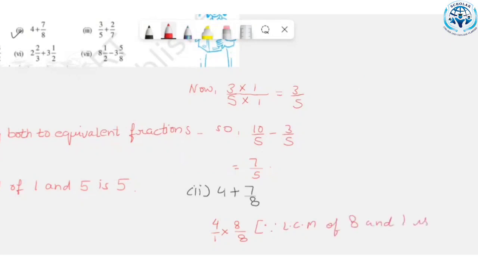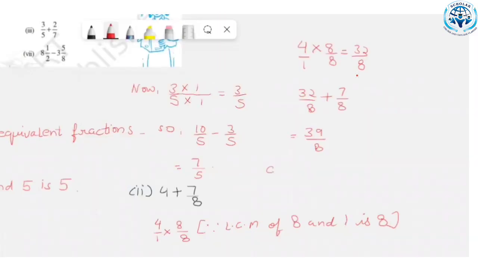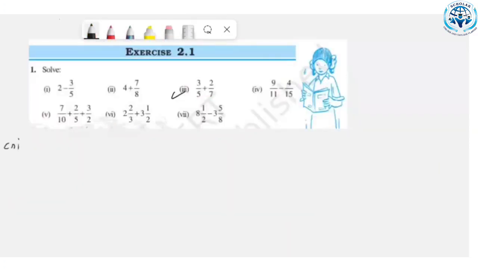LCM of 8 and 1 is 8. We will convert this improper fraction into mixed fraction. 4 7 by 8. 8 4 ja 32. 32 plus 7 is 39.